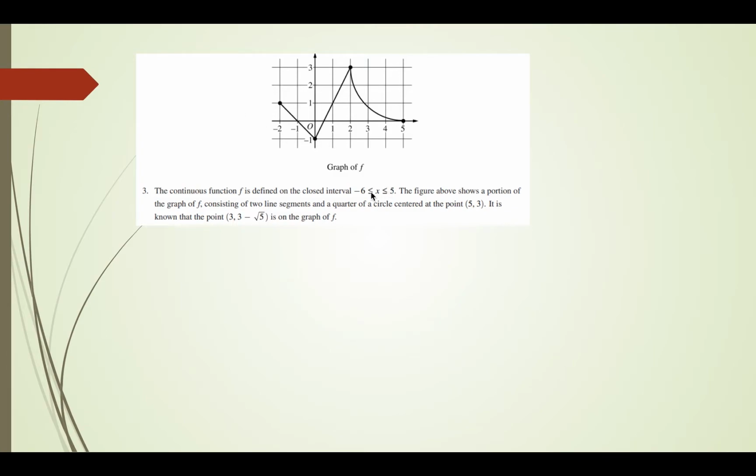So it is also known that it has the coordinate (3, 3 − √5). So right here when x equals 3, we know that y value. And that's really helpful because if they hadn't told us what that y value was, we'd be left just guessing or estimating on that. All right, so this is just the setup. They're explaining the graph, the function f, and what we're looking at. So let's move on to part A.